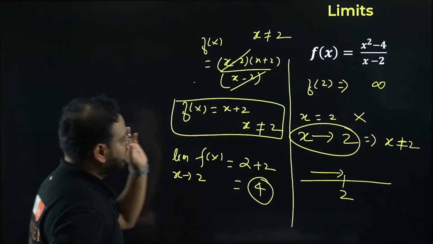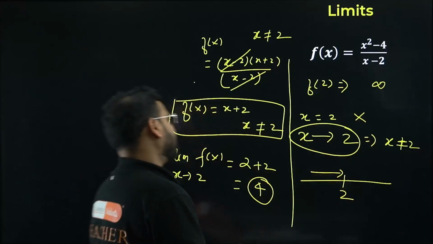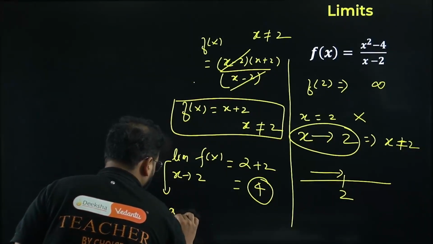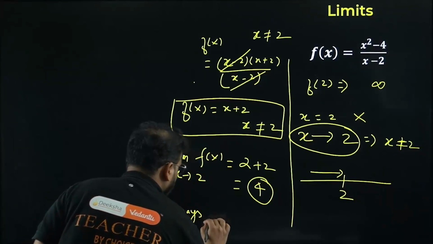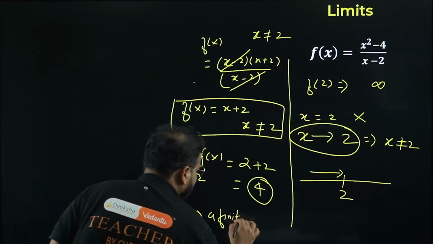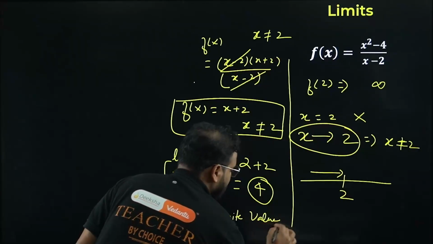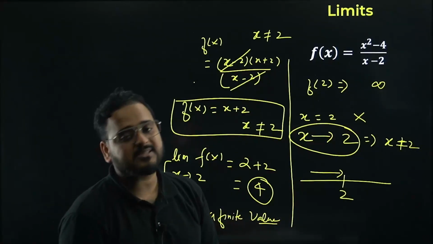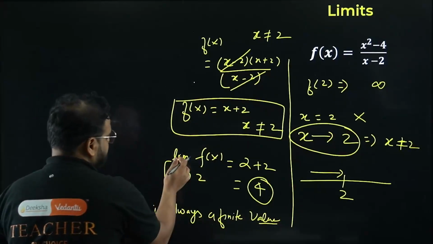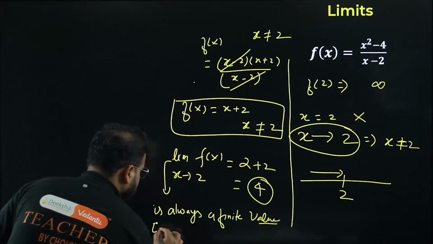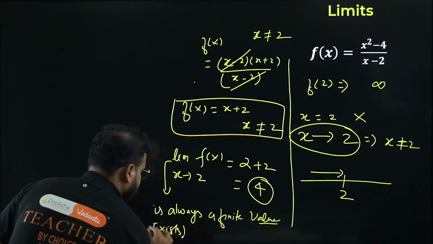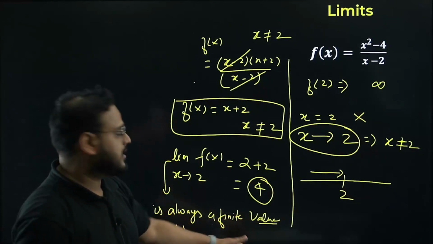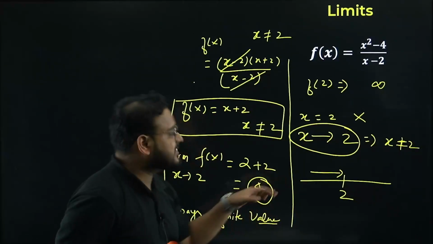Second thing is, x tends to 2 is not a finite value, but the limit is always a finite value. Of course the limit may not exist in some cases, but if the limit exists, then it will always be a finite value. Is 4 not a finite value? Yes, it is. Let's see the graph of this function.